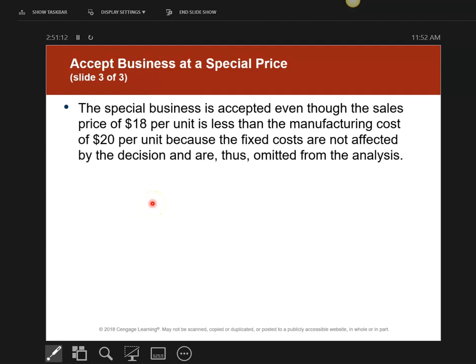But let me tell you the one problem about this. If your regular domestic customers find out that you're making basketballs and selling them at $18 and they're paying $30, you're going to have a problem. So you need to make sure that this is often done under special branding or putting a different brand name on them so they don't know it's yours. Remember, your current customers will say, wait a minute, we want to pay $18 too if they find out. So this concludes the actual differential analysis at accepting business at a special price and process or sell further.